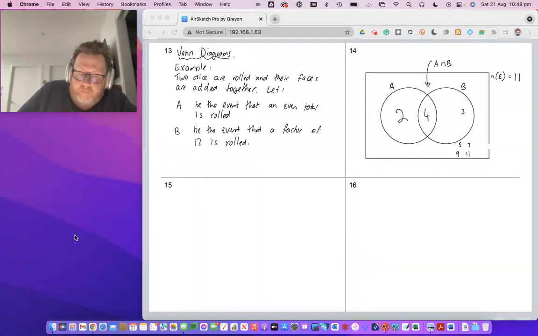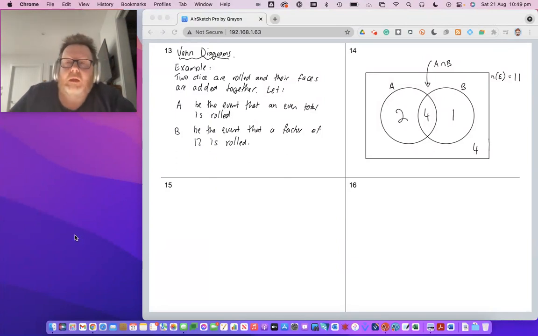Instead of putting 3, I put 1 matching outcome. And instead of 5, 7, 9, 11, that which doesn't meet A or B, I put 4 as well. So again, that's not the numbers that you're rolling on the dice, but the number of outcomes that match A, match B, or match neither. So from this, if I add the numbers up, 2 plus 4 is 6, plus 1 is 7, and 7 plus 4 is 11, which gives me this number here. That's how it should work. And then I'm good to go.